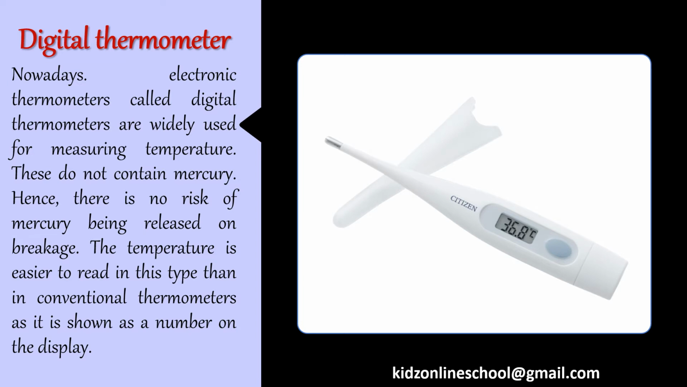Digital thermometer. Nowadays, electronic thermometers called digital thermometers are widely used for measuring temperature. These do not contain mercury. Hence, there is no risk of mercury being released on breakage. The temperature is easier to read in this type than in conventional thermometers, as it is shown as a number on the display.